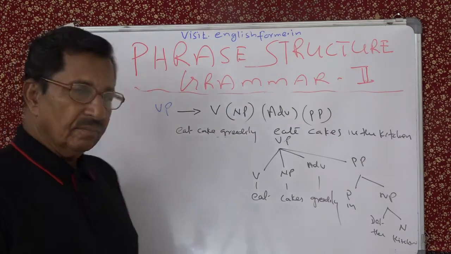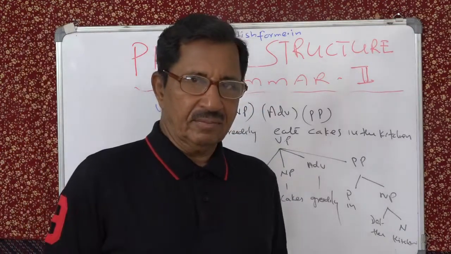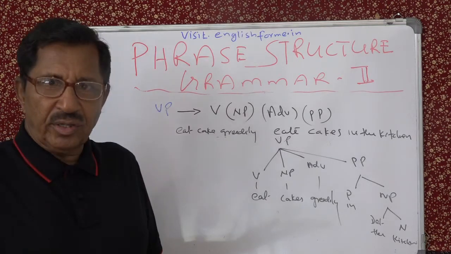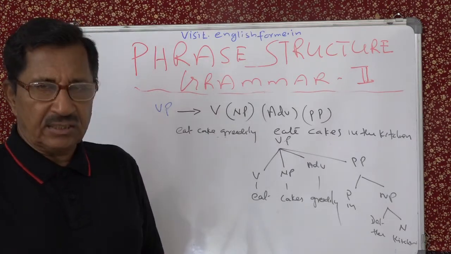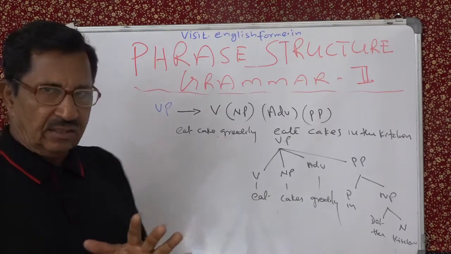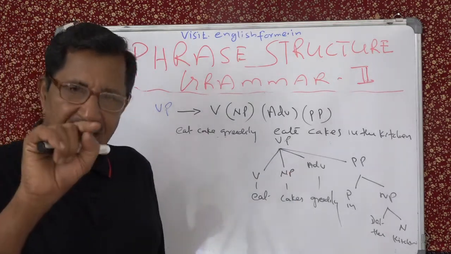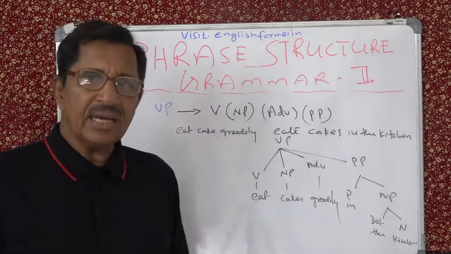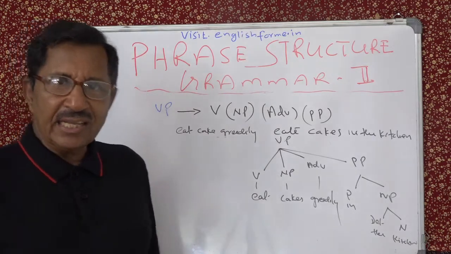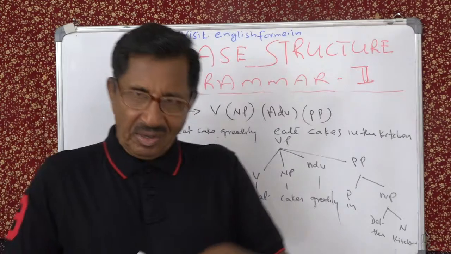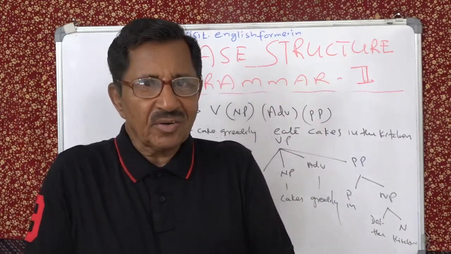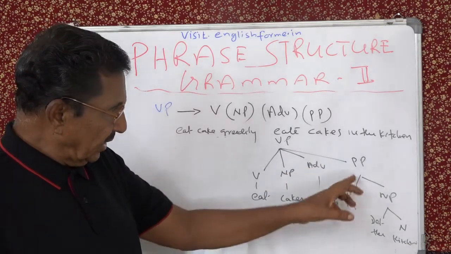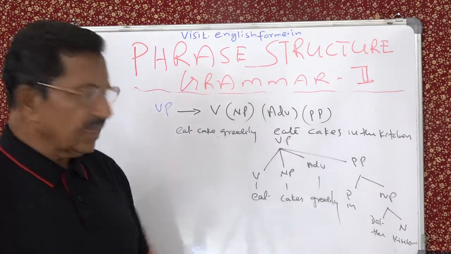Now this is also called a constituency grammar, because what do you do? You explicitly show the constituents of a structure. Verb phrase is a structure. When you say verb phrase, that is a syntactic category. But when you say "eat cakes greedily in the kitchen," they are lexical categories, or leaves of the tree. These are branches. This is one internal node.